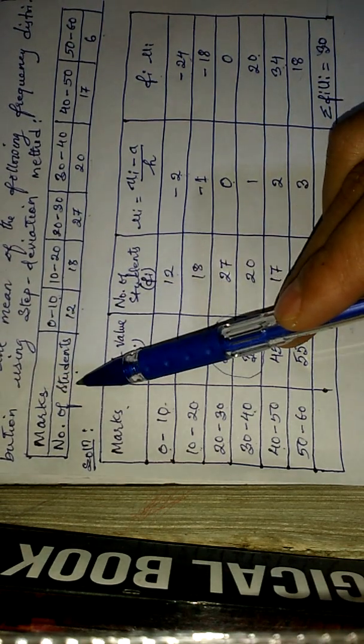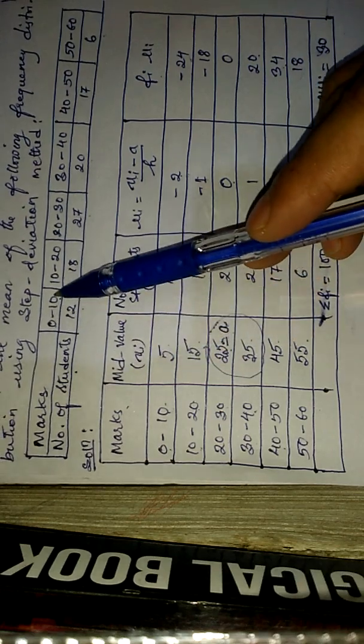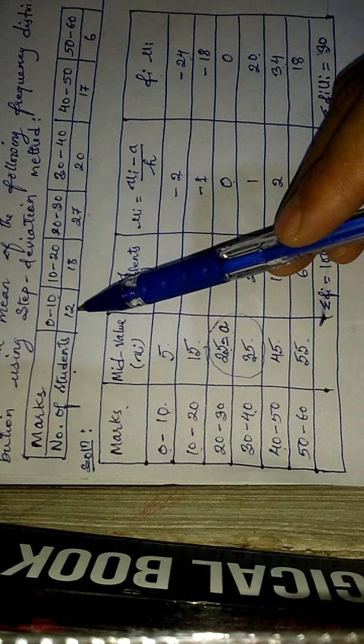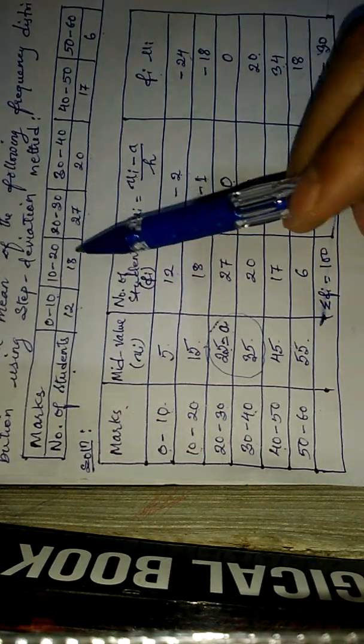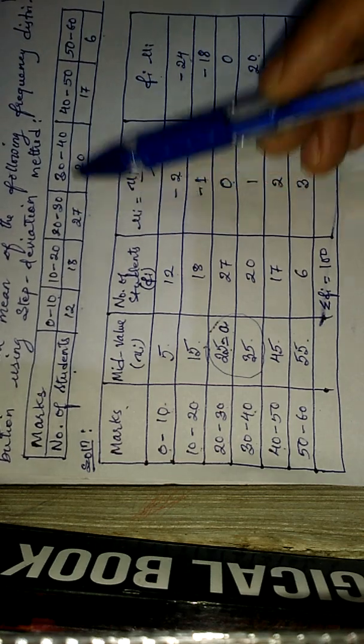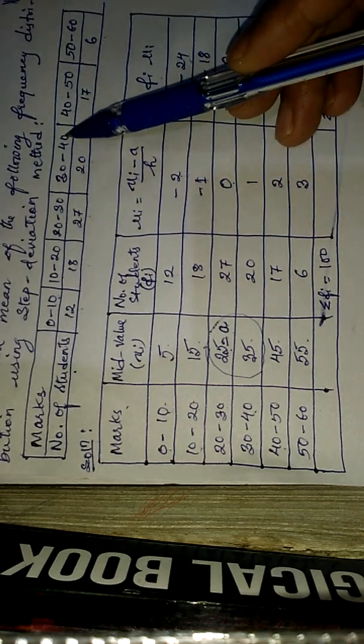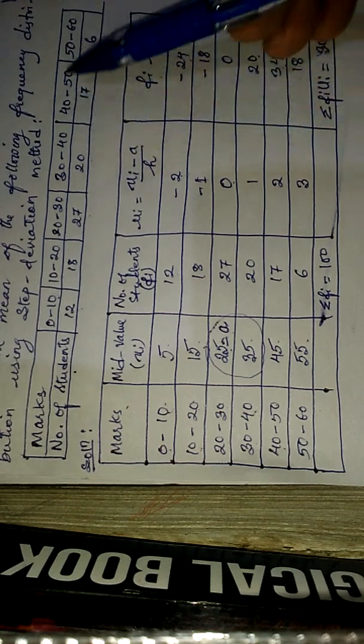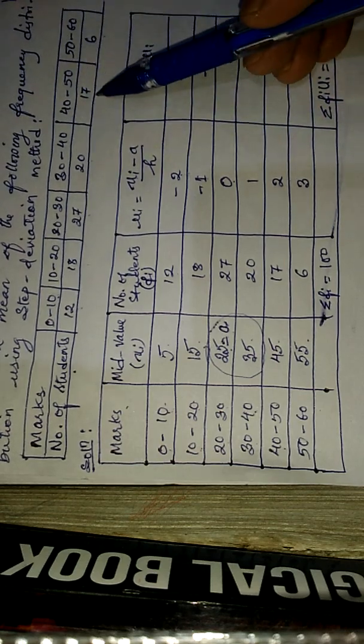0 to 10, in this class interval we have number of students 12. 10 to 20, number of students 18. 20 to 30, number of students 27. 30 to 40, number of students 20. 40 to 50, number of students 17. 50 to 60, number of students 6.